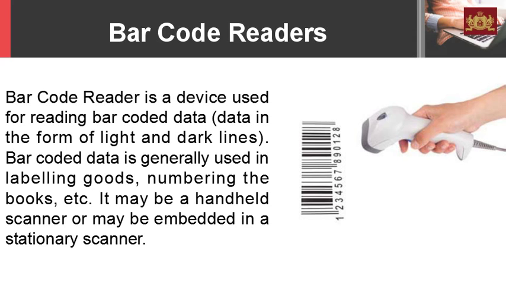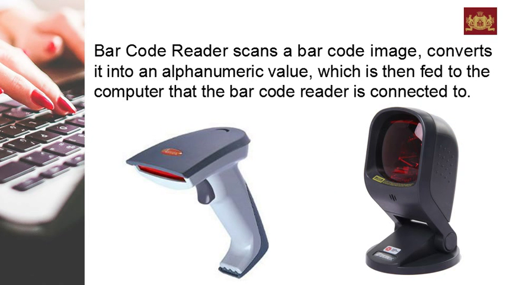Barcode reader is a device used for reading barcoded data in the form of light and dark lines. Barcoded data is generally used in labeling goods, numbering books, etc. It may be a handheld scanner or may be embedded in a stationary scanner. A barcode reader scans a barcode image, converts it into an alphanumeric value, which is then fed to the computer that the barcode reader is connected to.